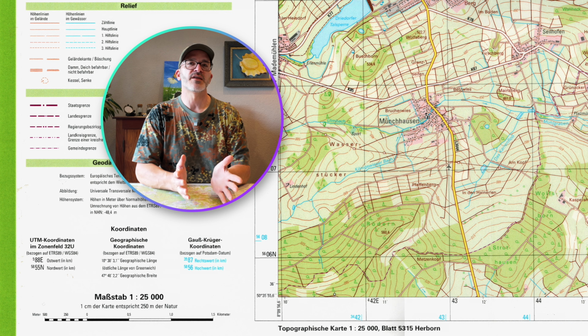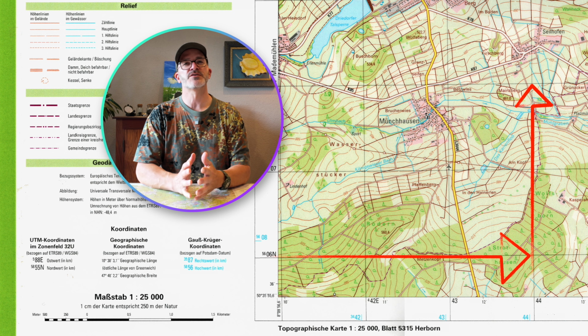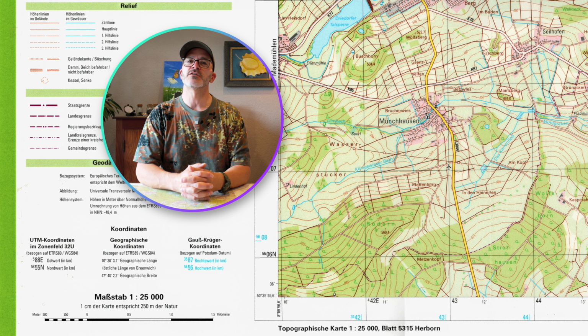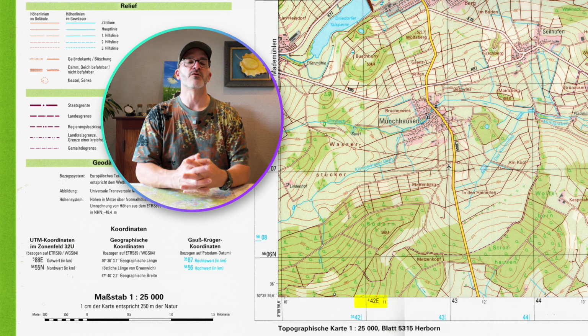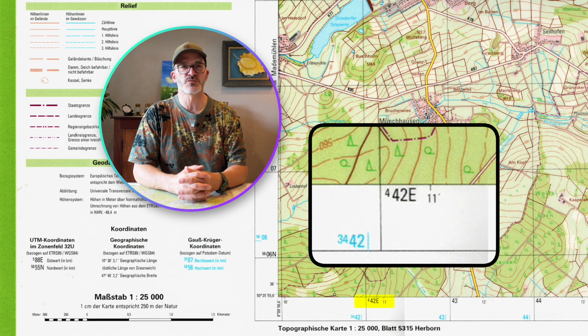When pulling or plotting coordinates on a map, the rule is always read right and then up. In other words, the easting comes first, then the northing. Take a look at the way the grid line running north to south just to the left of our point is annotated. It's labeled 442E. Can you see that the last two digits are larger than the first one?